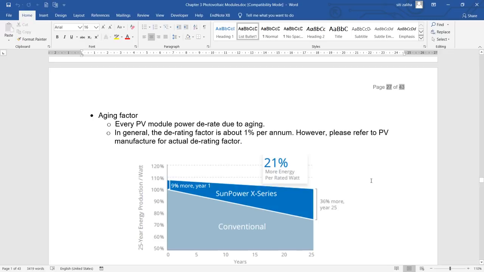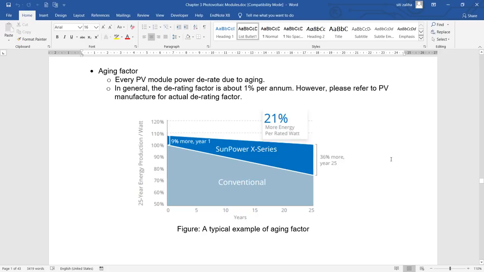Now the aging factor. We assume in general the derating factor is about 1% per annum. Every PV module's power degrades due to aging. However, the important thing is you must refer to the PV manufacturer for the actual derating factor. For example here, SunPower, the company in the US, for the SunPower X series of PV module, they declare that in the first year of operation, the production of power will increase 9%. After 25 years, the PV module still produces 30% more compared to the conventional. This is the conventional PV module.